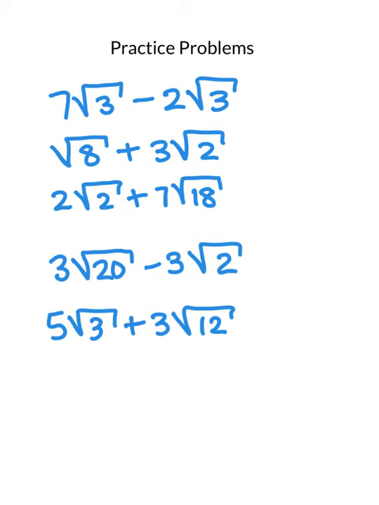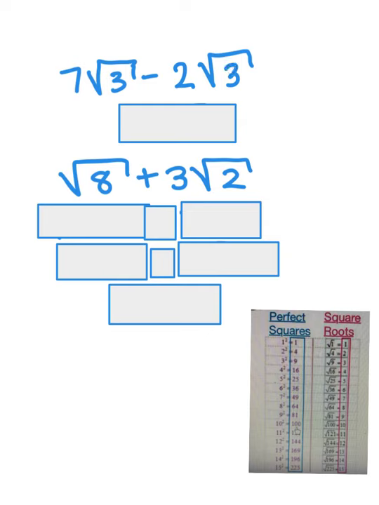So the first question was 7 square roots of 3 minus 2 square roots of 3. So again, let's look underneath the square root sign. Are they the same? Yes, they are. And so this time it's subtraction, but can we go ahead and subtract 5 and 2? Yeah, we can. So our answer is 5 square roots of 3.